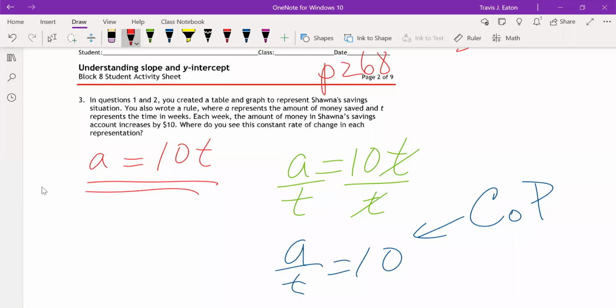So in the last lesson, we talked about question number 3, where it talked about in questions numbers 1 and 2, we created a table and a graph to represent Shauna's savings situation. We wrote a rule right here, A equals 10T, where A represents the amount of money saved and T represents the time in weeks. Now, each week, the amount of money in Shauna's savings increases by $10, which you can see here.